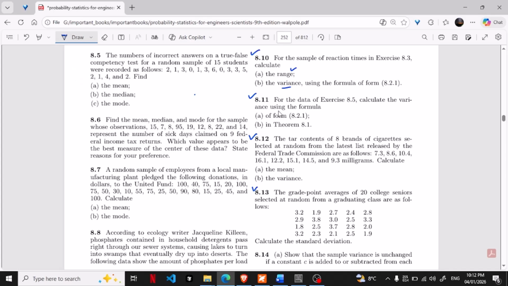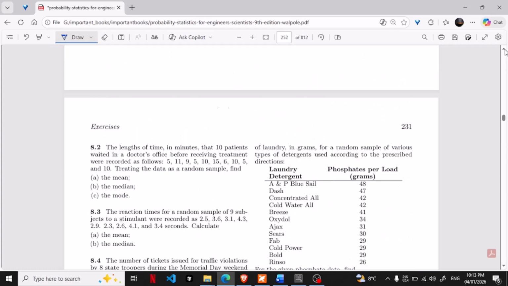Okay, in 8.11 we have to take the data from exercise 8.5, which is here. All the data points are given, and on the basis of them we have to find the variance by using the formulas given in 8.2.1 and theorem 8.1. So what are these? Let us explore them.